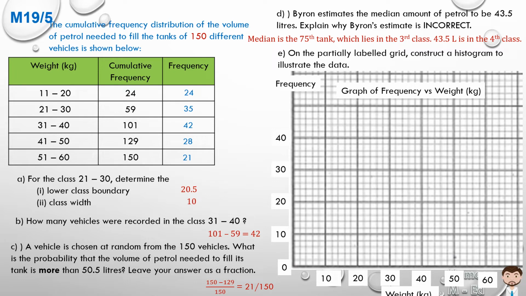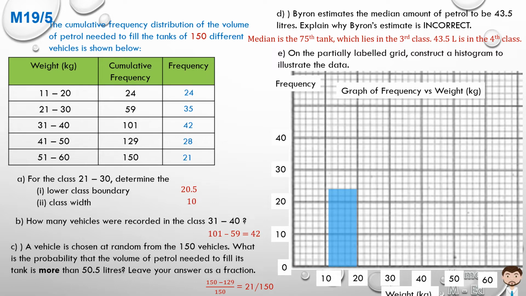Now I'm plotting. They want us to plot a histogram. First of all, for students to get a better grasp of it, I'll plot a bar chart. So in the first interval from 11 to 20, I'll plot it in light blue, and it will go up to a height of 24. Now we're not plotting cumulative frequency, we're actually plotting the frequency only. So there were 24 in the first interval, so it goes up to that height.